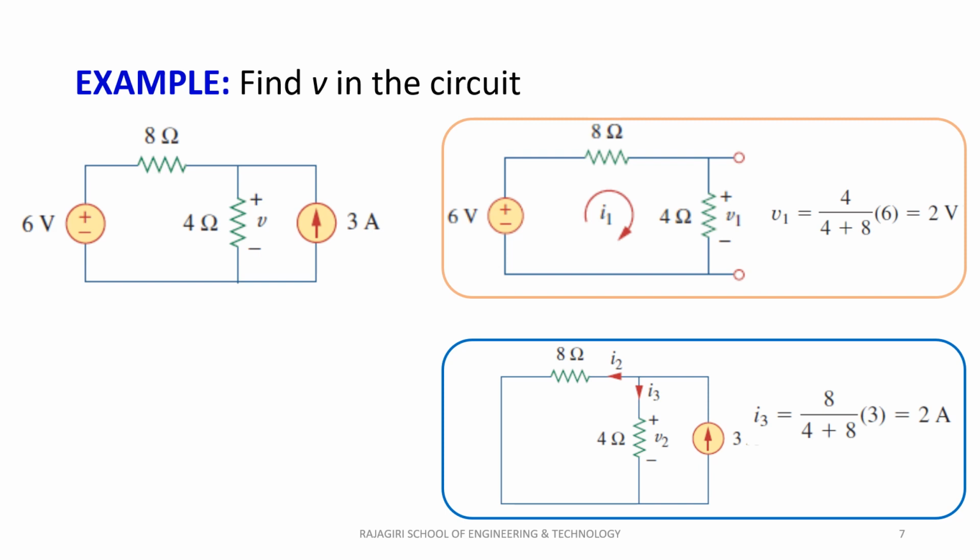The voltage across the resistor V2 can be determined using Ohm's law as V2 is equal to I3 into R, which is equal to 2 into 4 volts or 8 volts. The voltage across the resistor V in the original circuit can now be determined as the sum of V1 and V2, that is, V is equal to 2 plus 8 volts or 10 volts.